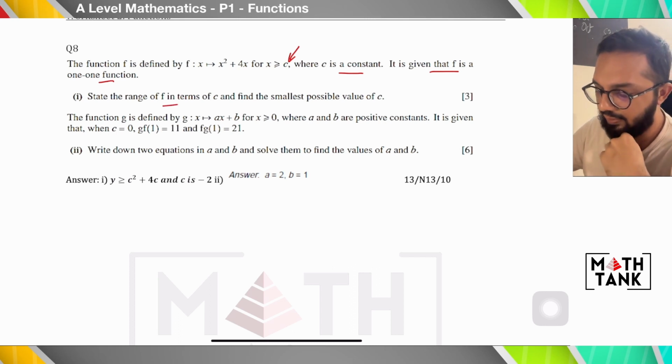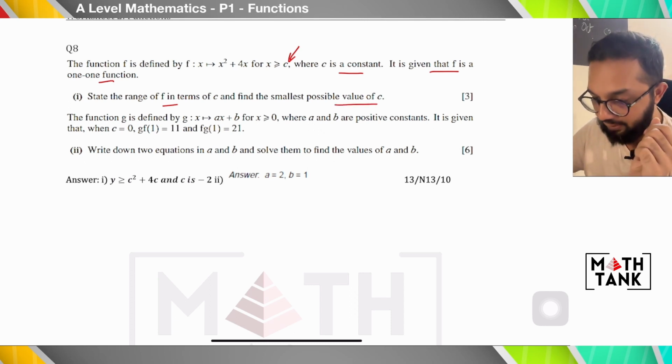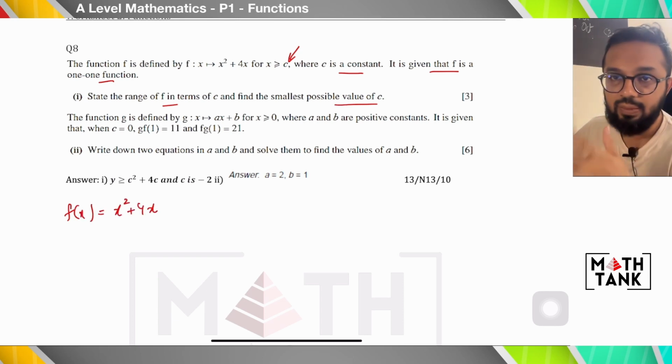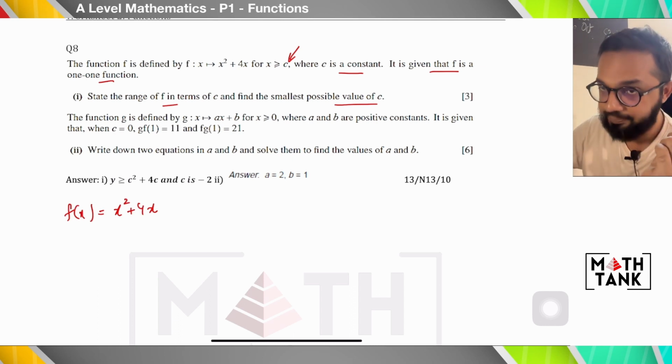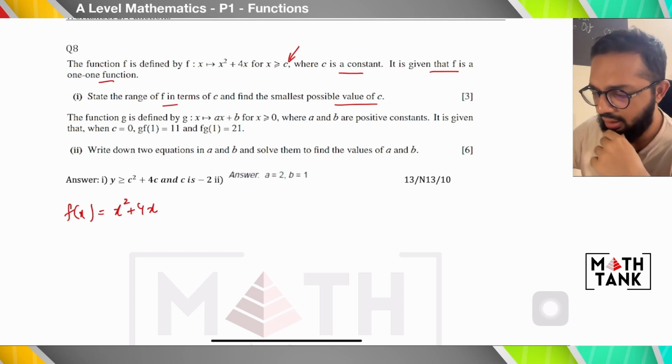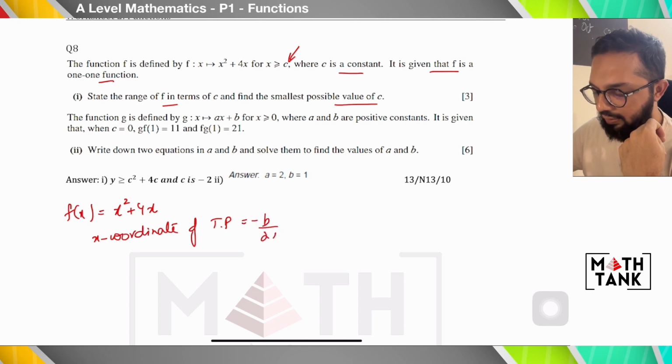State the range of f in terms of c and find the smallest possible value of c. I know that the smallest possible value of c is going to be the x-coordinate of the turning point. How do I find the turning point from this form? There's a separate video telling you how you can find the turning point from this. Right now, I can just tell you that we've learned that the x coordinate of the turning point is basically minus b over 2a. So you can say that it's going to be minus 4 over 2 times 1, that is minus 2. So this c should be minus 2.